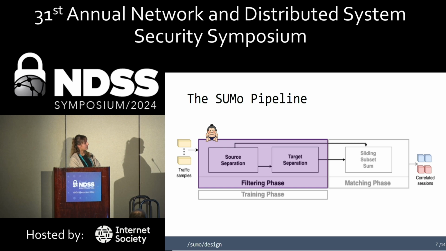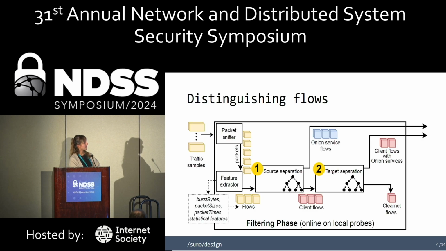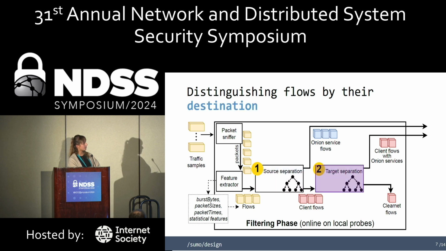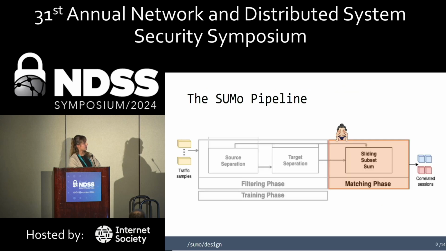So now into more detail, in the filtering phase, the probes will be collecting the traffic samples, and they will send the packets to a feature extractor that will extract features such as the burst bytes, packet sizes, packet times, and statistical features on these. And this set of features composes each flow. Then a set of flows is sent to the source separation, and its main purpose here is to distinguish between client-side flows and onion service-side flows. Then it sends the client-side flows to the target separation, which will separate the flows to ClearNet websites and flows to onion services.